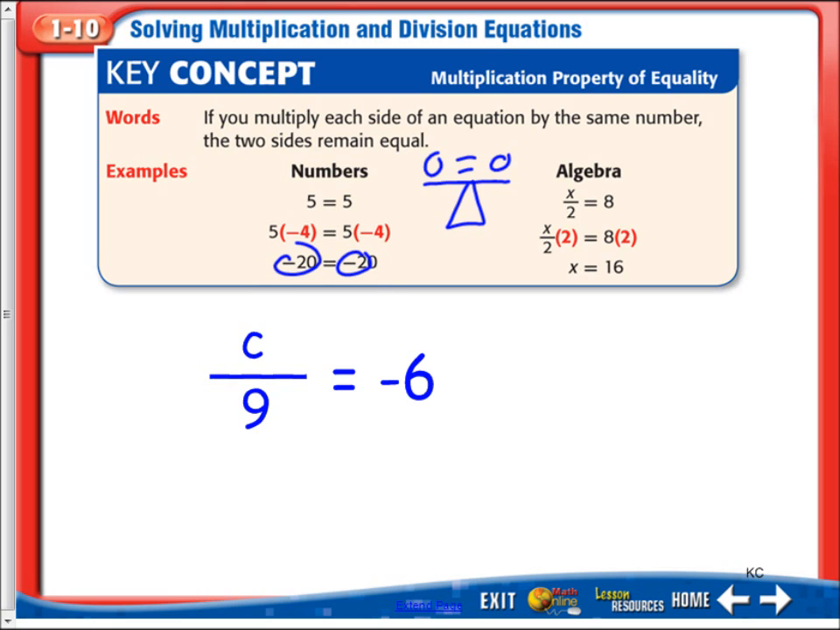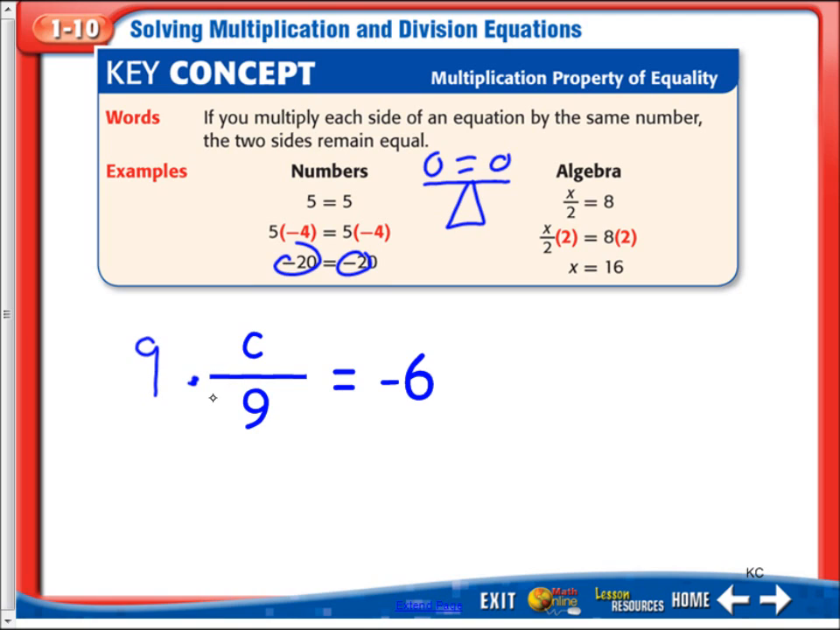All right, so take a look here. It says the letter C divided by 9 equals negative 6. All right, again, my focus is on this side because this is where my letter is. Now, how do I undo division? What's the opposite of division? Well, the opposite of division would be multiplication. All right, now I want to multiply by 9.